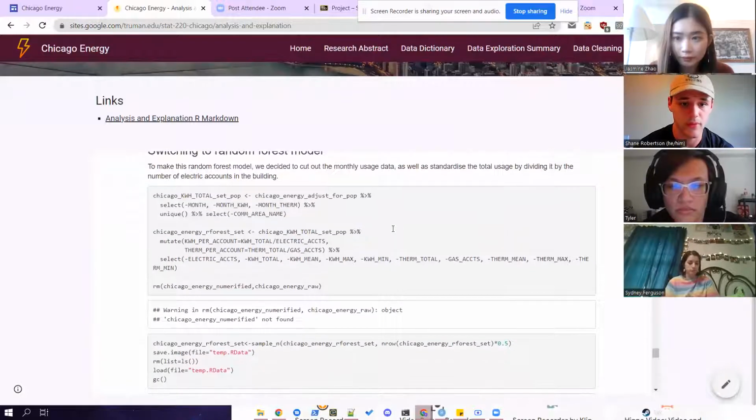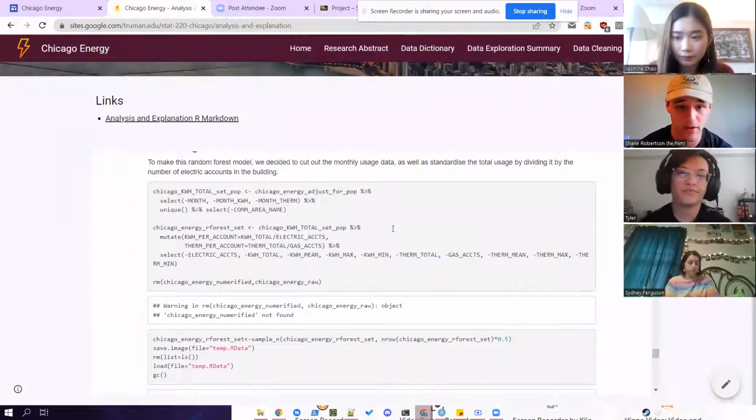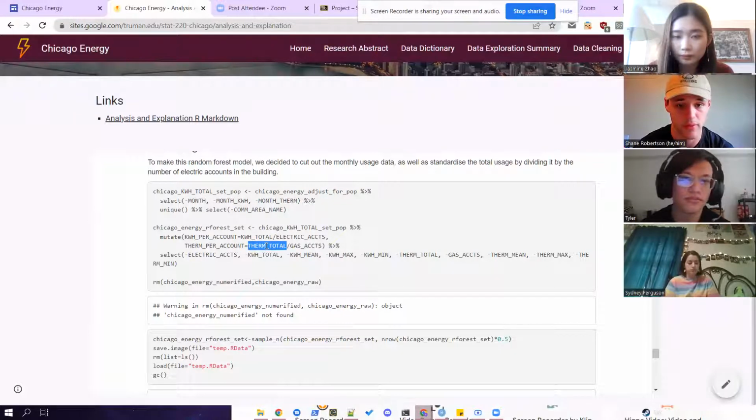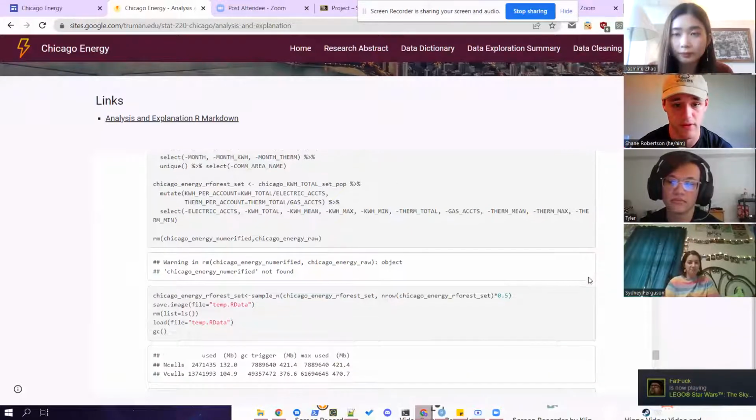So to do this, we simplified the data. We had to remove certain things like community area name because there were too many factors for the tree process. We also then standardized the data by using kilowatt hour per account, which divided the kilowatt hour total by the total electric accounts and the therm usage total by the number of gas accounts. And then we went ahead and removed the more statistical based data, like the mean, max, min of the different energy usage types.